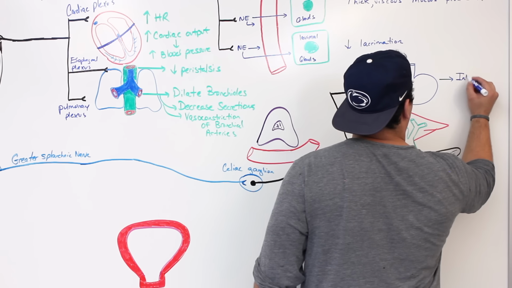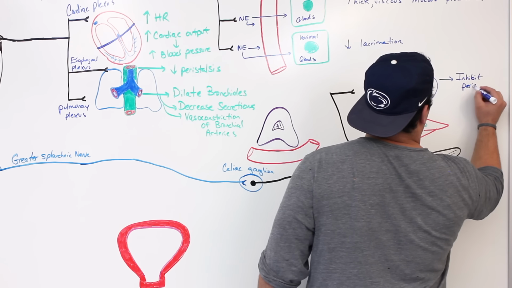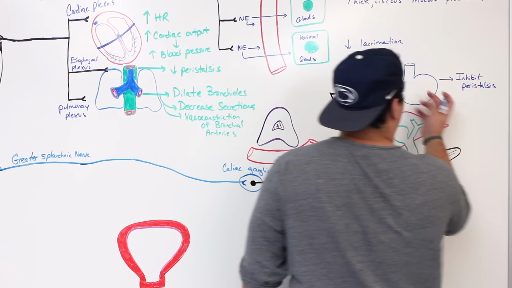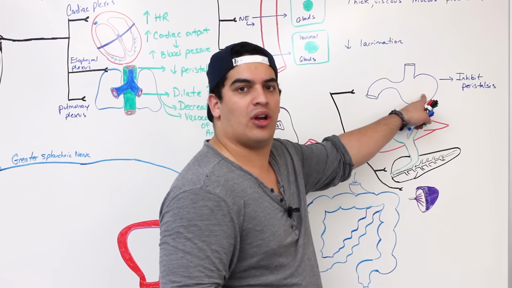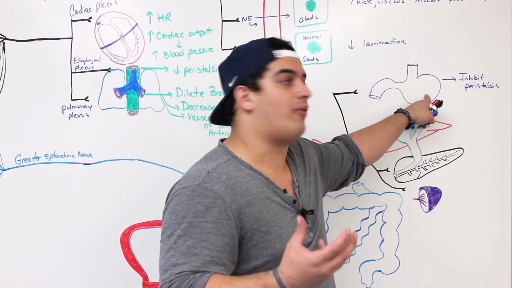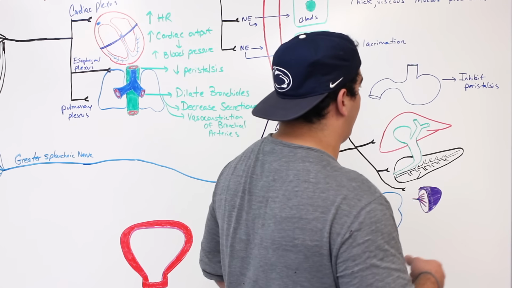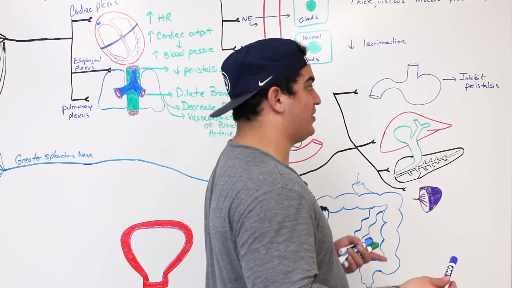Inhibit peristalsis. Because again, you don't want to be contracting your stomach and trying to focus a lot of that energy and muscles on basically focusing on digesting food. That's not your sole focus, right? So you want to try to inhibit the peristalsis. Another thing here is you're going to want to try to inhibit some of the secretions there too.